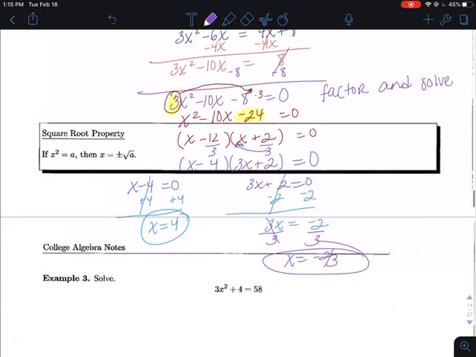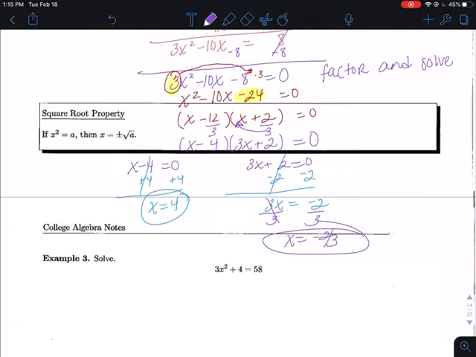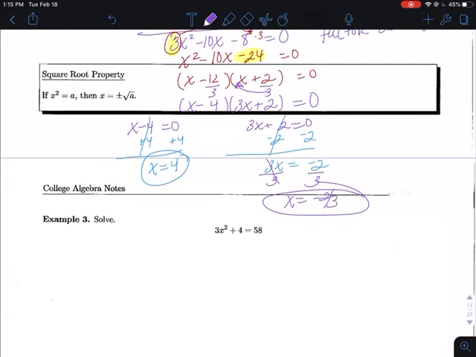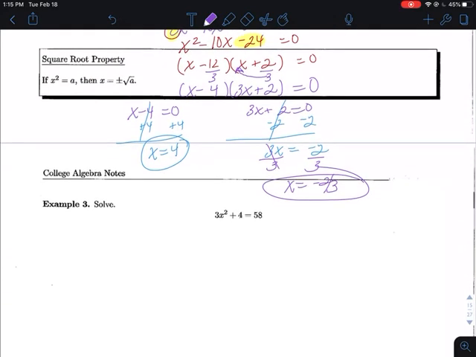All right. So that might be a good problem to just stop, pause, and try to do it on your own for practice.